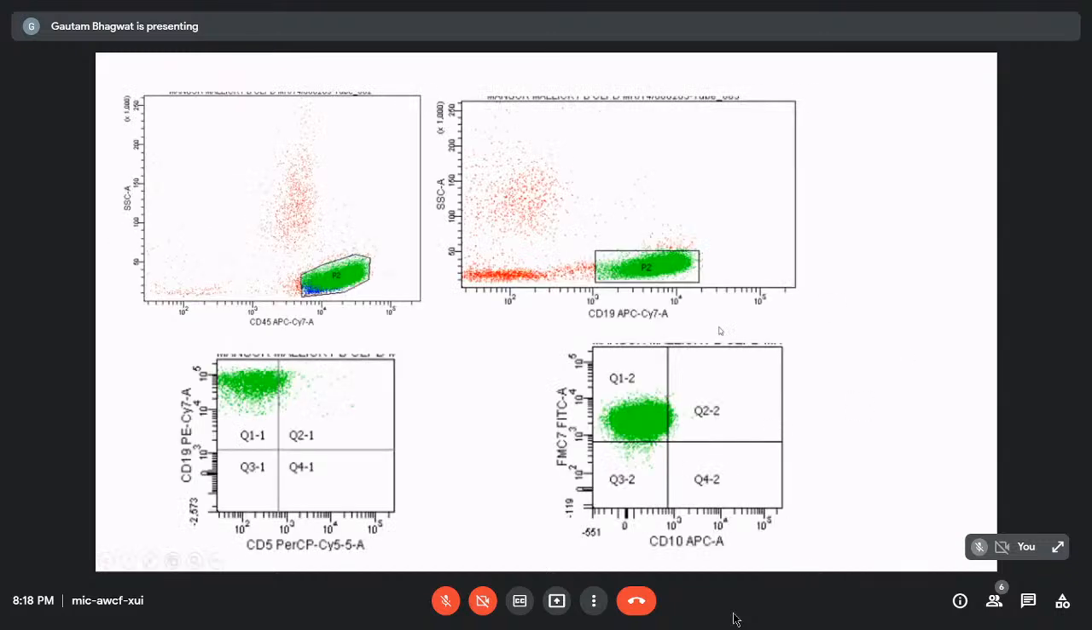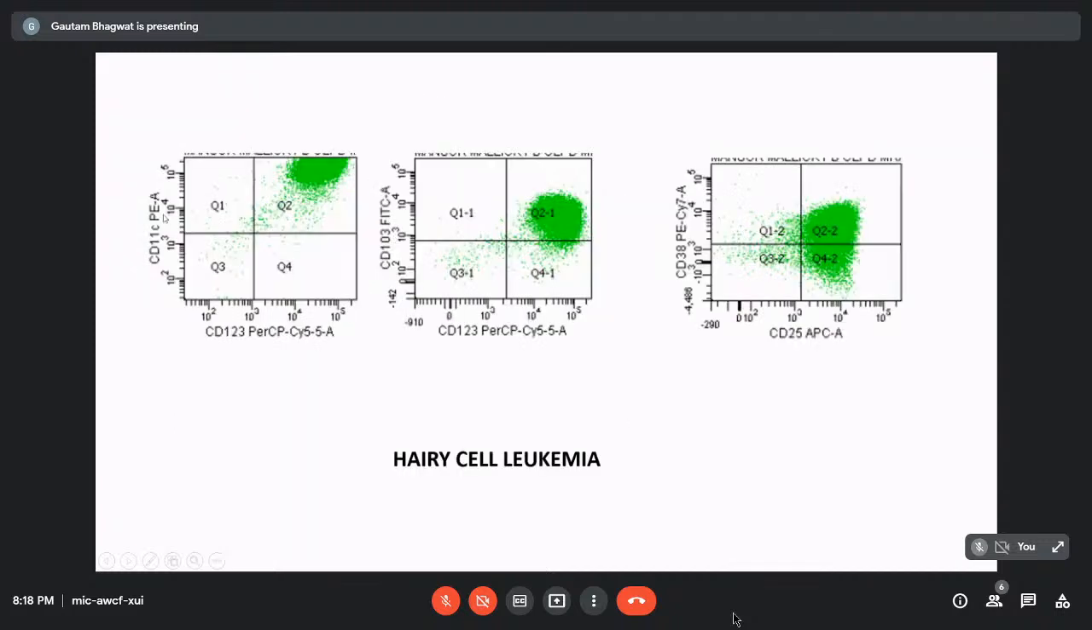So as I told you, bright CD45, then CD19 gating, and when I know CD5 is negative, CD10 is negative, I move directly to the markers CD11c, CD123, CD103 and CD25. All these markers positive, CD103, CD123, CD11c and CD25, I know this is a case of hairy cell leukemia. Splenomegaly is a clue, pancytopenia is a clue, hairy like projections is a clue to go forward with what tube we are going to put.